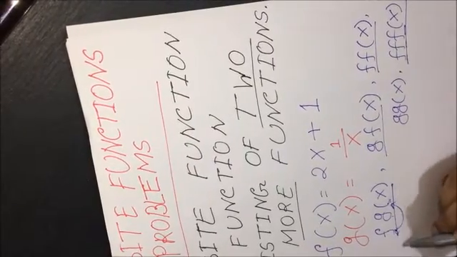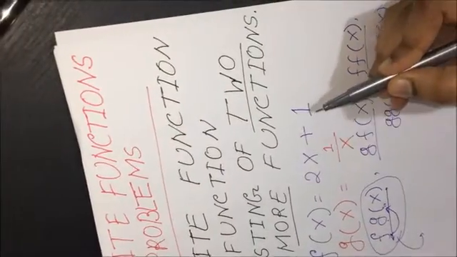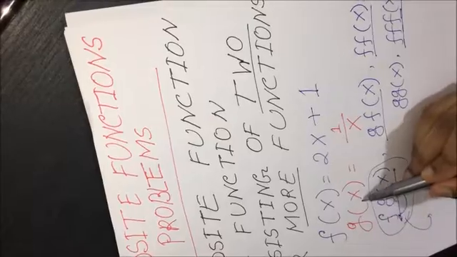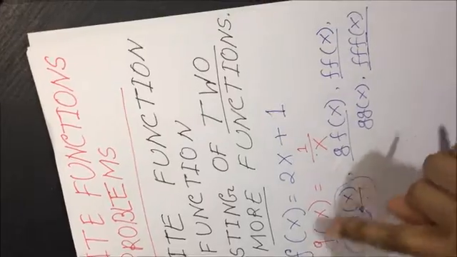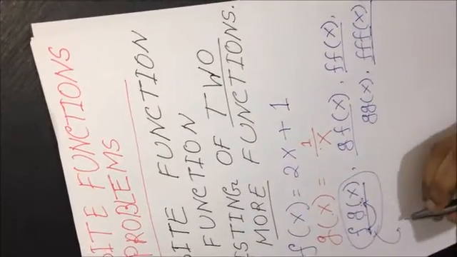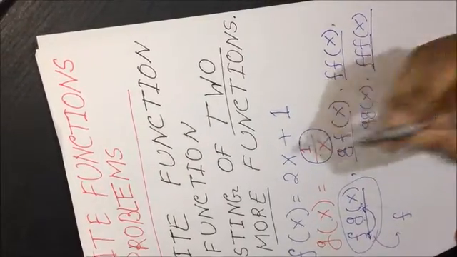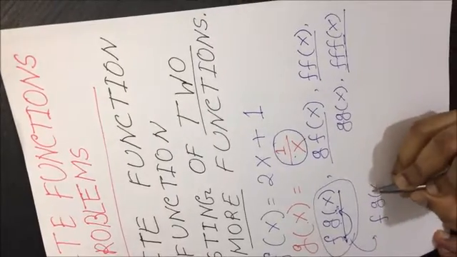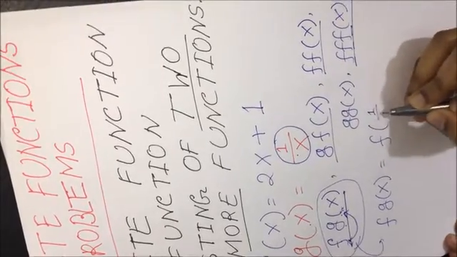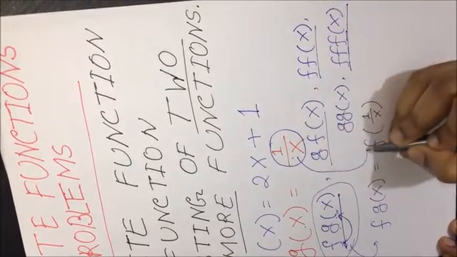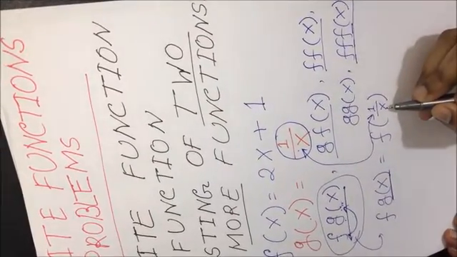Let's find f g x first. My f of x is 2x plus 1. I'm trying to figure out f g x. f g x means g x is inside my f x. So I'm going to find f of g x, where g x is 1 over x. So f g x is basically f of 1 over x, because my g x is 1 over x. I'm replacing g x with 1 over x.